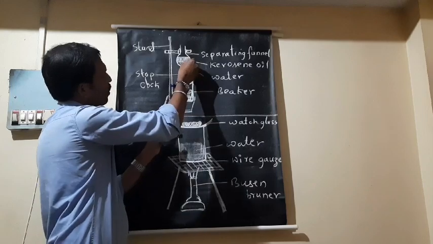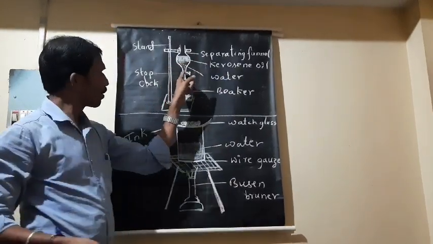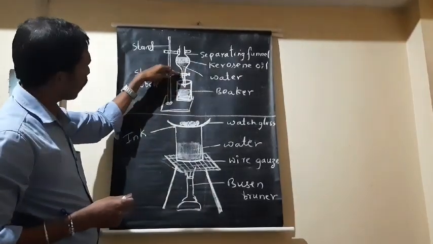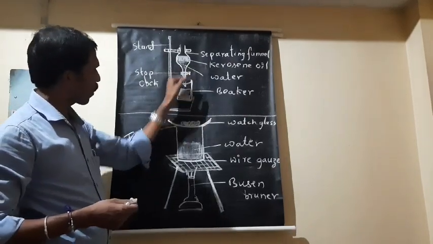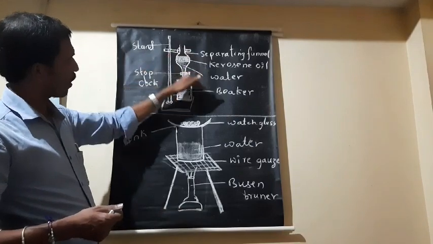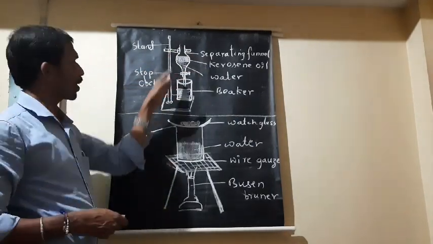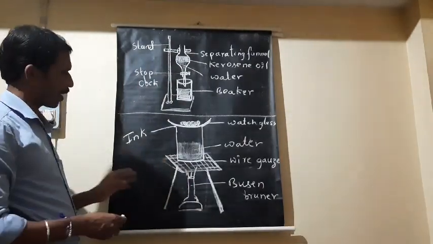Then when kerosene oil comes to this stop cock, near this level of stop cock, we have to stop it and water is collected. Complete water is collected. This is how the kerosene oil and water is separated, or any immiscible liquids are separated by the separating funnel method. Very simple.